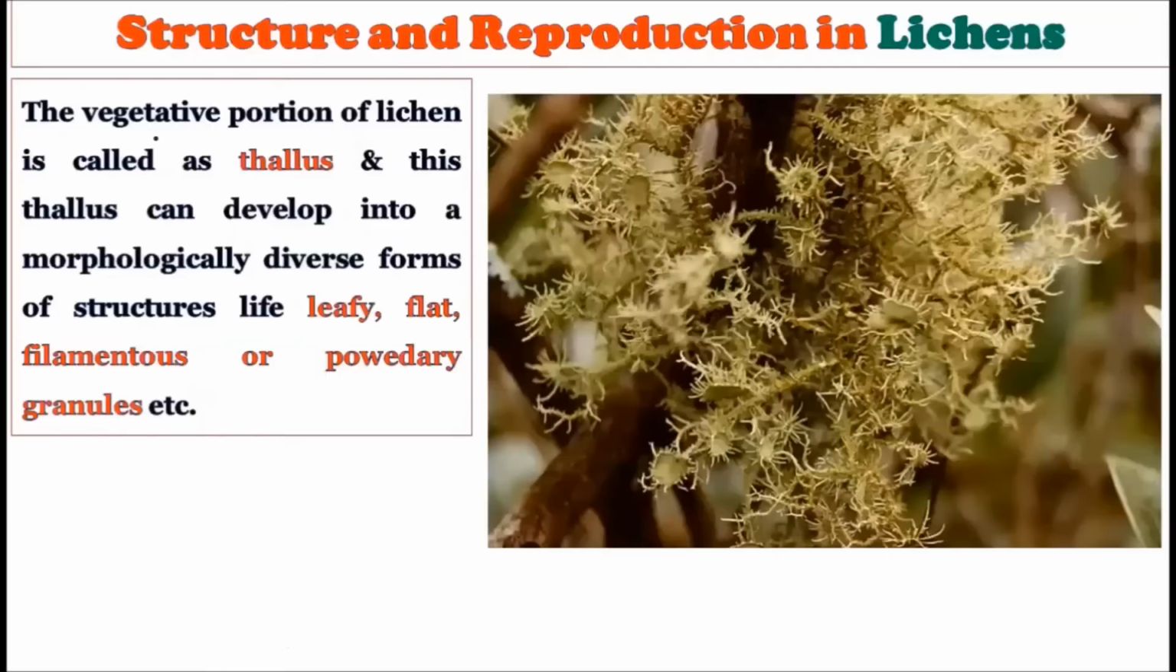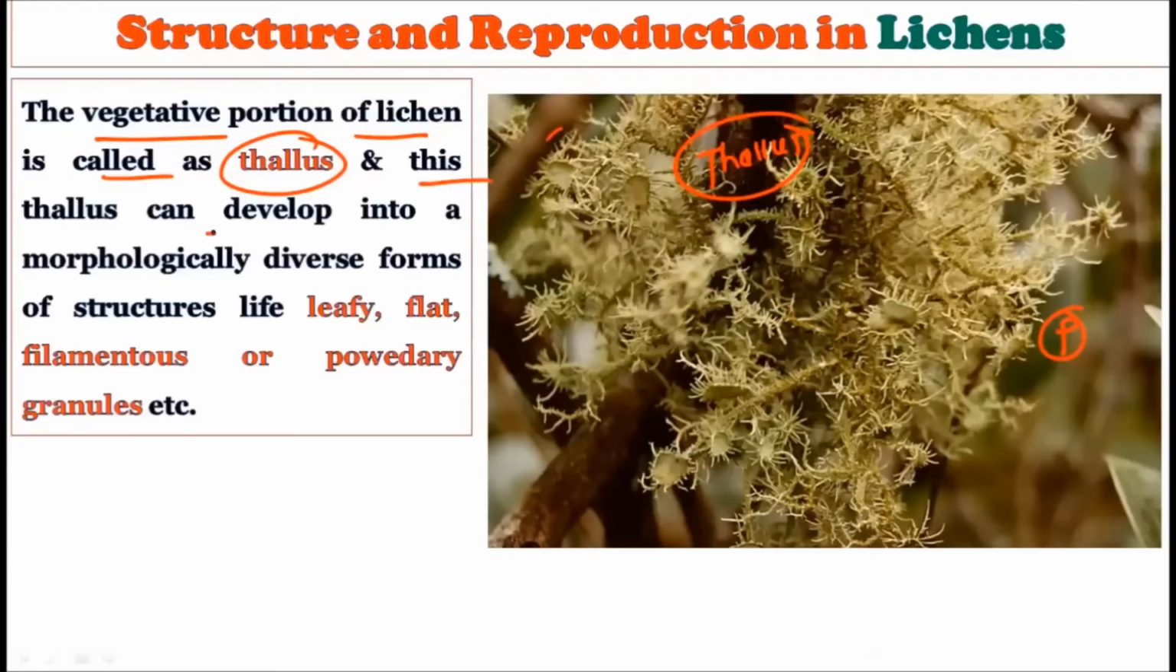Now consider the introductory slide. The vegetative portion of the lichen is called the thallus. Whatever thallus is there, that thallus is called the vegetative portion. Before going into the reproductive phase, all of the thallus, whatever you are seeing in this particular picture, all this thallus is a vegetative structure. That means before the reproductive phase of this lichen, the whole thallus is considered a vegetative structure.